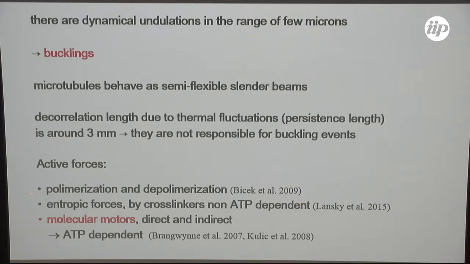One hypothesis could be that the process that builds and shrinks the microtubules, the polymerization and depolymerization, could produce an active force. There is also another hypothesis that these forces could be produced by entropic forces, by cross-linkers, that do not depend on ATP. ATP is like the fuel of the cell. Cross-linkers are smaller tubular structures that can attach to the microtubules. And there is the last hypothesis that these forces could be produced by molecular motors in a direct or indirect way.